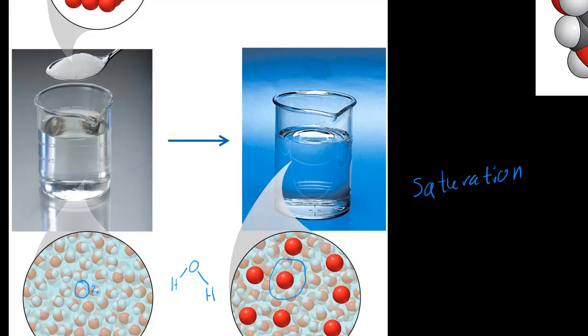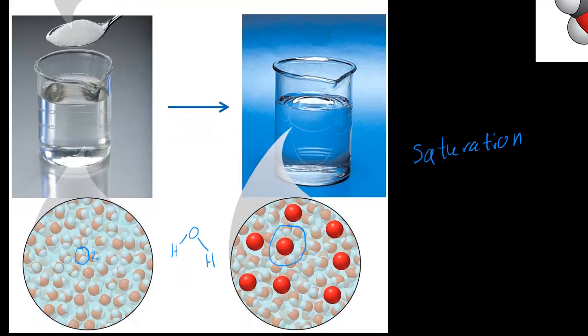And at that point, the sugar is just going to pile up at the bottom, and no matter how we stir, it's not going to dissolve. Now, we might get sneaky and go in and heat it up. So if you heat it up, you can get more to dissolve. So saturation is a property that depends upon the temperature of the solution. So that's how we make a solution.